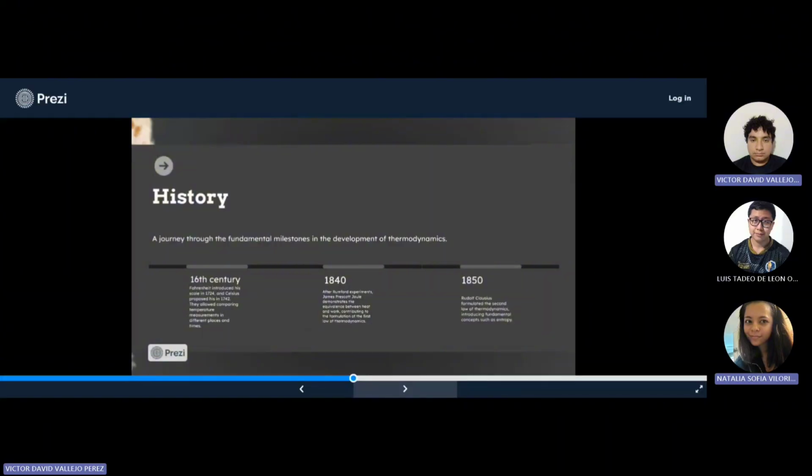Later, in the 17th century, Santorio added a numerical scale to the thermoscope. Who were the next to advance in this field? Daniel Gabriel Fahrenheit and Anders Celsius were crucial. Fahrenheit introduced his scale in 1724, and Celsius proposed his in 1742. They allowed comparing temperature measurements in different places and times.